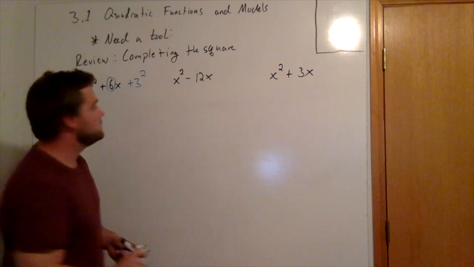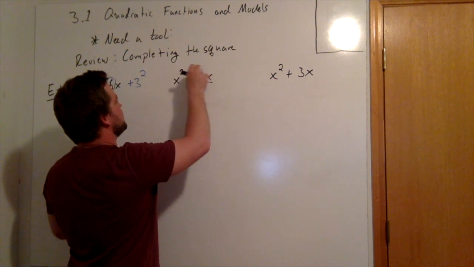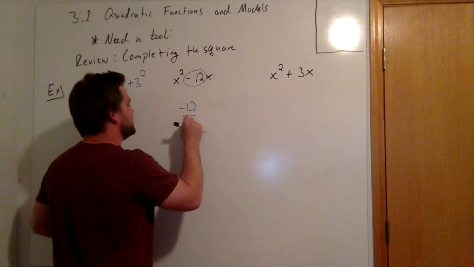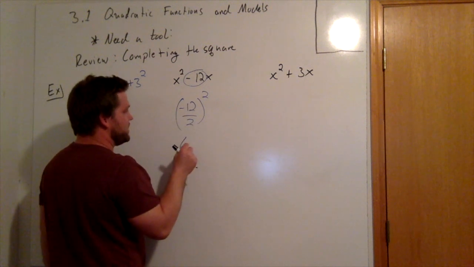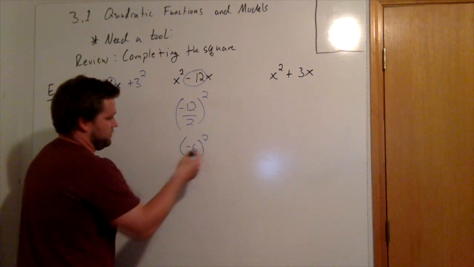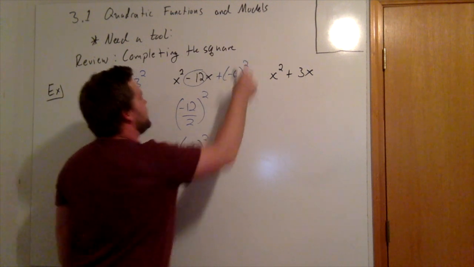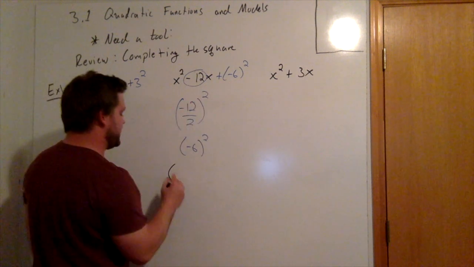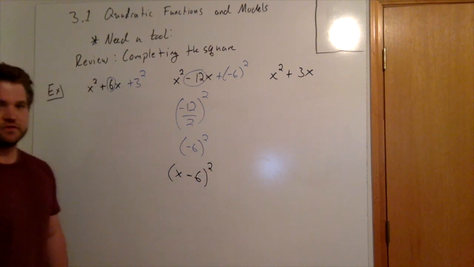This next one, in a similar fashion, we're going to take the coefficient in front of x, which is a negative 12. I'm going to take the negative 12, cut that in half, and square it. So what I'm going to add here is a negative 6 squared. And we want to think about how this factors here. This will factor to x minus 6 squared. So that's how this one will factor.